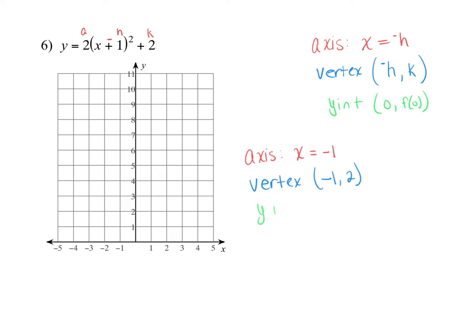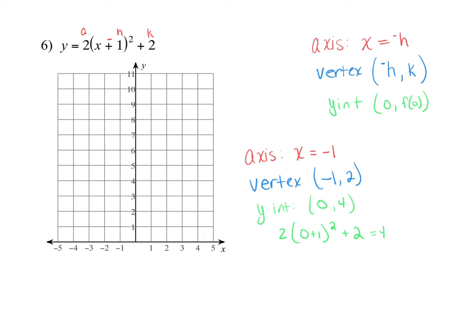And then my y-intercept is going to be 0, and then I need to plug it in. I say 2 times 0 plus 1, quantity squared plus 2. And I need to solve for it with order of operations. 0 plus 1 is 1, 1 squared is 1, 2 times 1 is 2, 2 plus 2 is 4. And so my y-intercept here is going to be 0, 4.